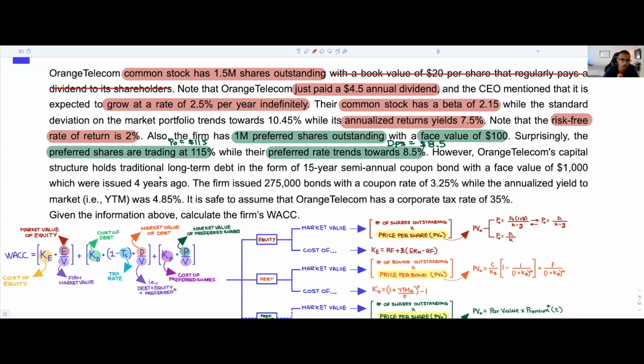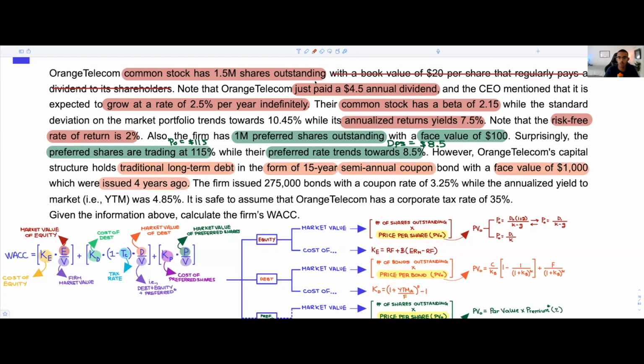Let's highlight everything here. Traditional long-term debt, that's good. So we're dealing with the debt portion. That's why this is being highlighted in orange. And it has 15 years, okay? It's a 15-year bond with semi-annual coupons, all right? And a face value, sorry about that, of $1,000. However, these were issued 4 years ago.